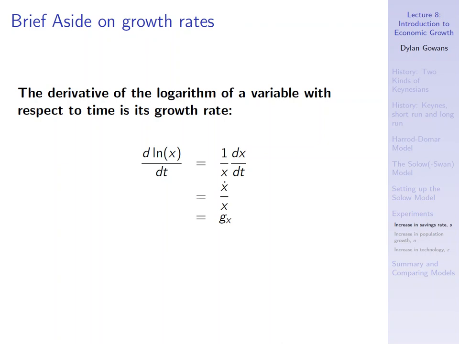What's important here is that if I take the natural log of a variable and then plot its time series, the slope of that time series will be its growth rate. That's the same thing as what we see here: the derivative with respect to time of a time series is its slope, and here I have the log of that variable. So the slope of a time series of log x is just g of x, that is, the growth rate of x.